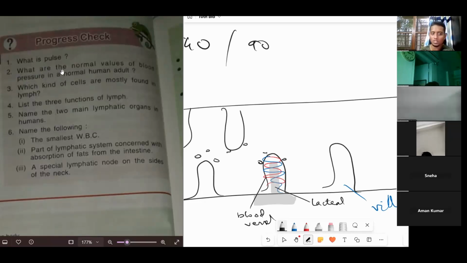Okay, next. What is the normal value of blood pressure in a normal human adult? 120 by 80. 120 is the systolic pressure and 80 is the diastolic pressure. Or you can say a range, like systolic pressure ranges from 120 till 140, I think. And diastolic is 80 to 90.